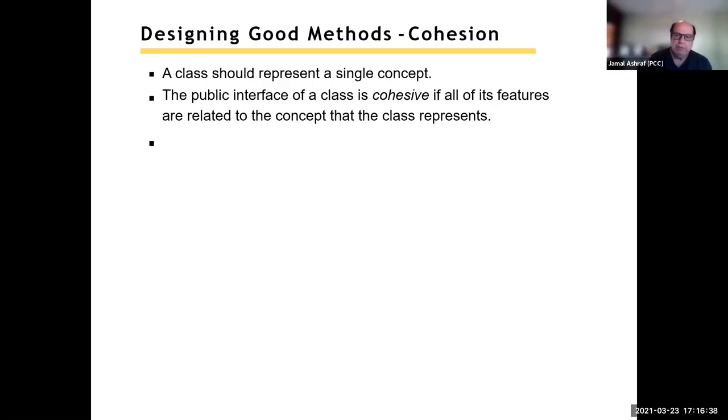Now, when we're talking about cohesive, that means everything that I have in my method is going to be directly connected to my class. So I cannot say my public interface is my neighbor's door. It has to be connected to my own class. And you'll be surprised at how many times we do that.